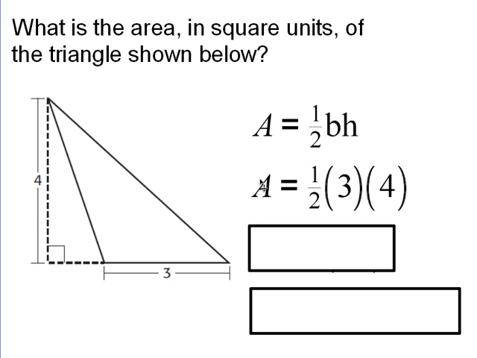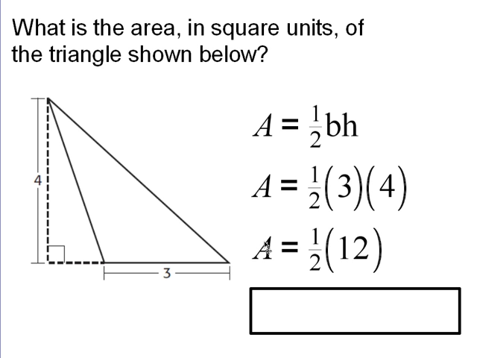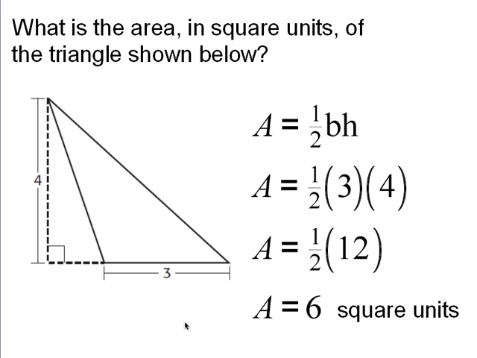1/2, 3, which was the base, and 4, which is the height. Now what I did next is I multiplied the 3 times 4 to get 12. So now I'm going to take half of 12, which gives us 6 square units. Here there were no units for us to show, so you just call them square units, because once again this is area.